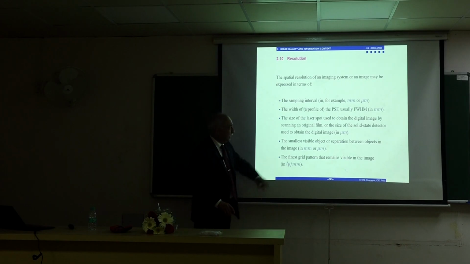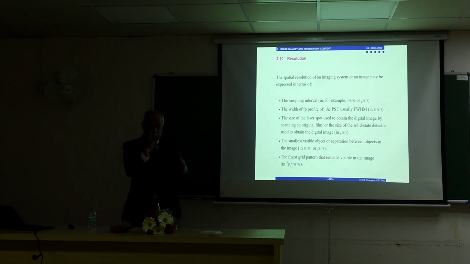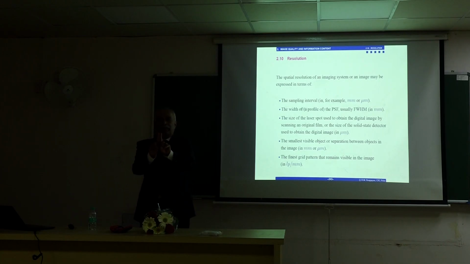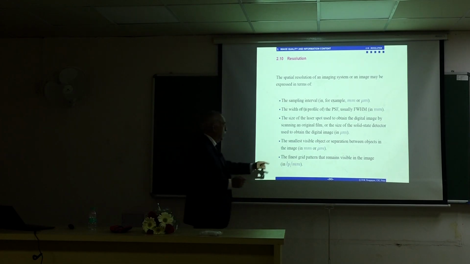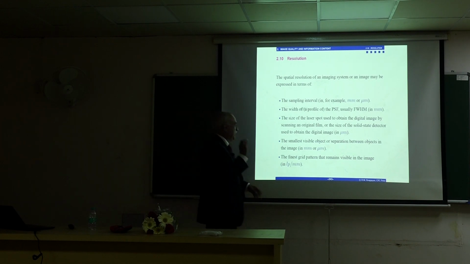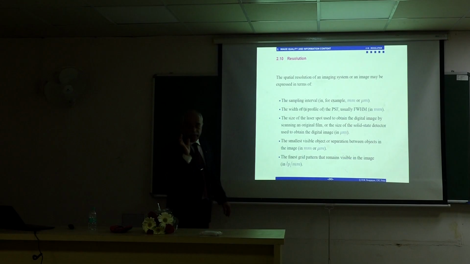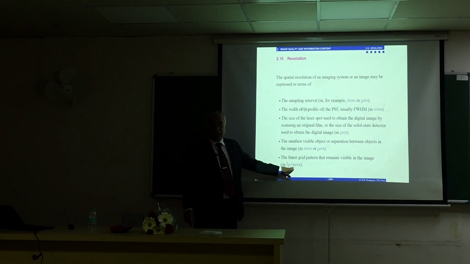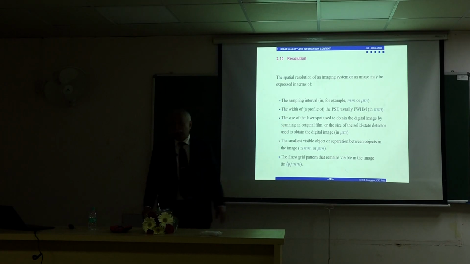The finest grid pattern that remains visible, that is separation. Two objects, if they are too close, will appear to be one. So what is the minimum separation that I can detect? Or you take a grid pattern like a wire mesh and take pictures of different wire meshes at different spacing. As the spacing between the wires becomes smaller and smaller, eventually it will be just one big blur. So what is the finest spacing grid in terms of line pairs per millimeter or spacing in millimeter? If you do this, it is millimeter inverse. These are all millimeters or micrometers.